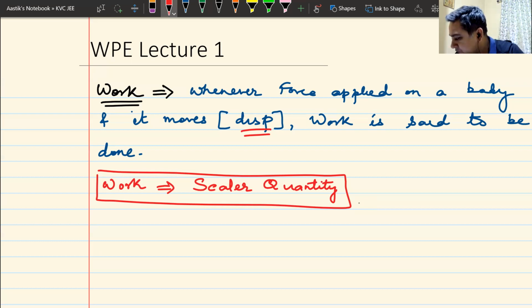Okay, so far, so good. Work done is a scalar quantity. What are the units of work done? I will not ask whether you know it or not, because that will just disappoint me.